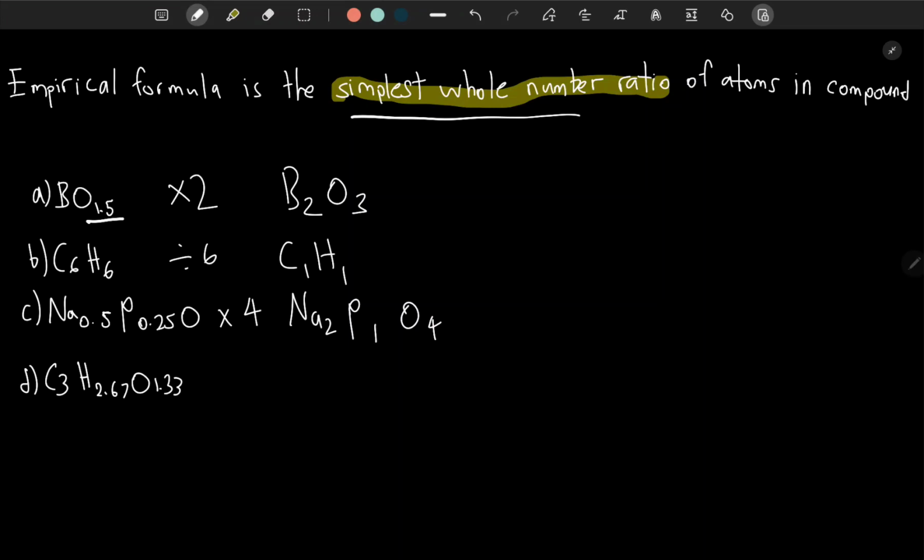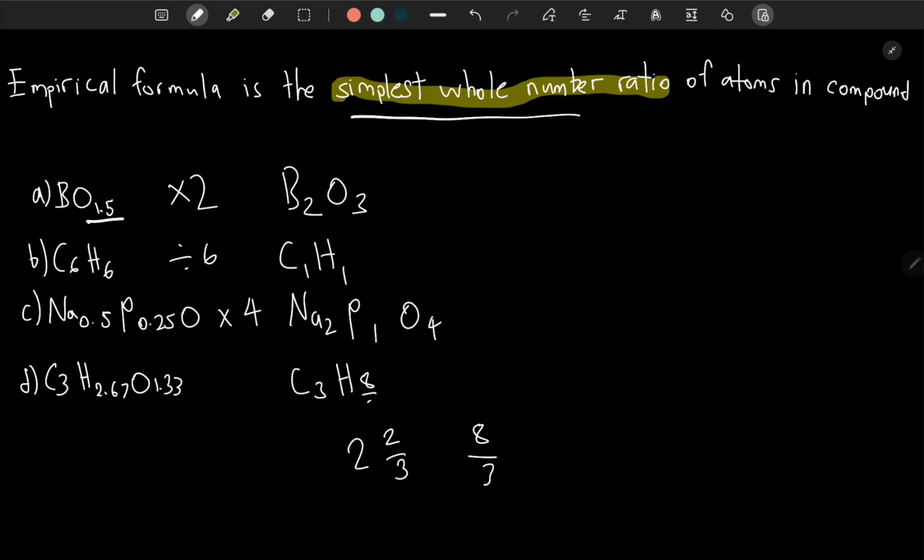In the last question, D, we have C3H2.67 and O1.33. The first step that we can do is convert these decimals into fractions. It will help us to write them into a simpler form. So 2.67 is going to be 2 and 2 over 3. To convert this into a fraction, we do 2 times 3, which is 6, plus 2, and it's going to be 8 over 3.